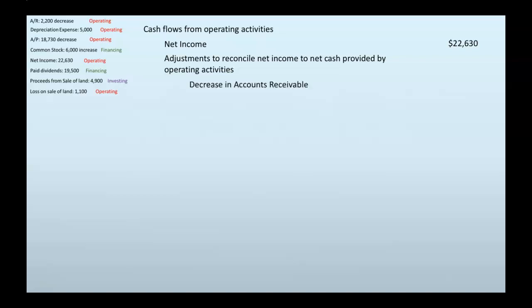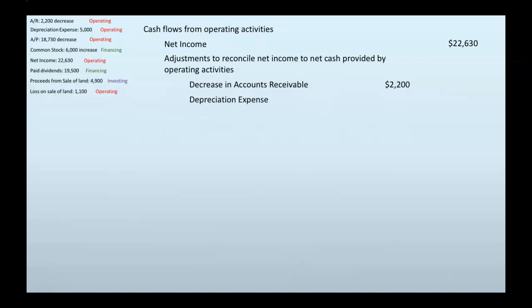So this is your decrease in accounts receivable. Well, we know accounts receivable decreased by 2,200. So did that increase or decrease our cash? Well, if our accounts receivable is decreasing, that means that people are giving us money. People don't owe us as much because they've paid us. So we will add 2,200.